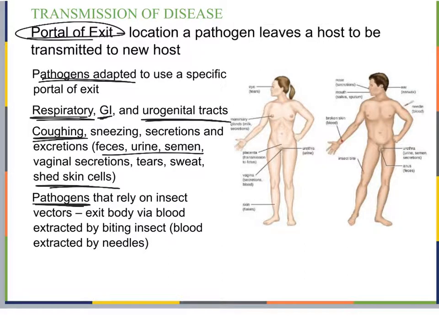And then remember that pathogens also rely on insect vectors for transmission. So they'll exit the body via the blood that's extracted by a biting insect, or blood extracted by needles and transmitted that way as well. So moving from a person's blood. So even if it's a type of pathogen that isn't typically infecting the respiratory system or the GI system, for example, if it's something that's in the bloodstream, it can still be transmitted. So via blood extracted through an insect or through needles.